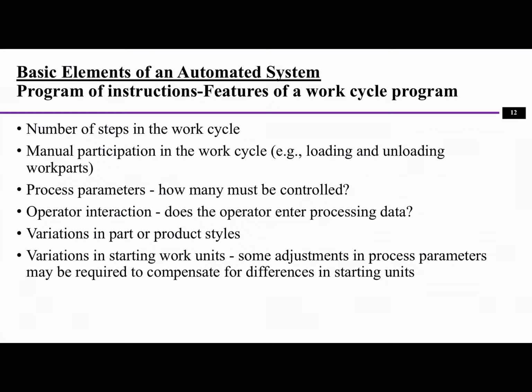Typical features of work cycle programming include, for example, the number of steps of the work cycle, the manual participation in the work cycle that requires loading or unloading, process parameters, like how many must be controlled, and also operator interaction. Does the operator enter process data or not? And the variations in the part and part styles, and also variations in the starting workpiece.